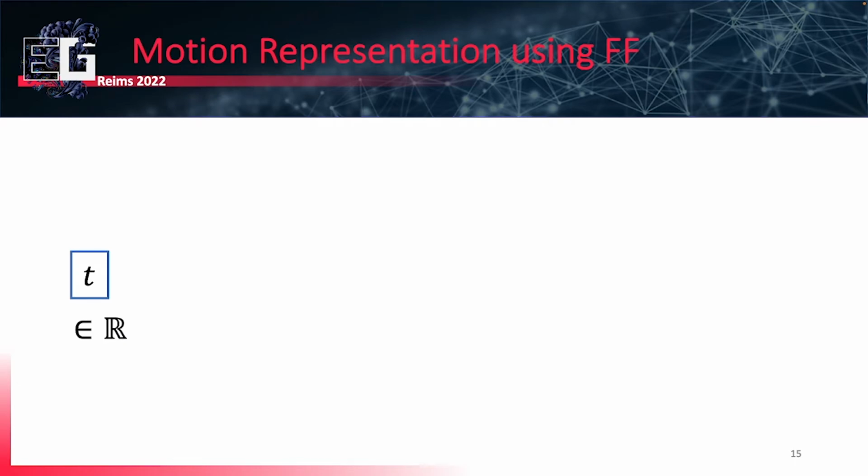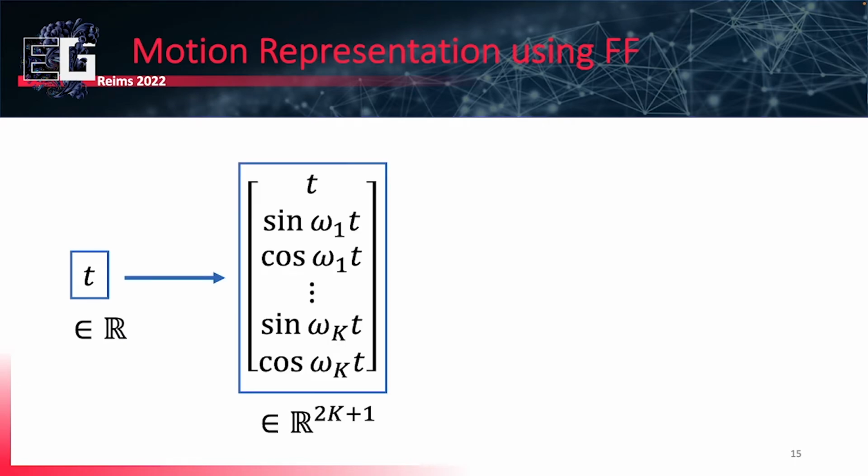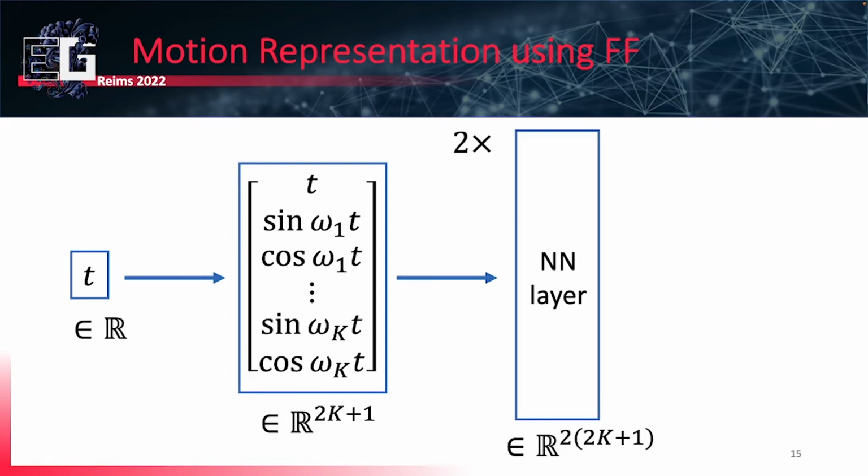Given time t, we first map it to the Fourier feature, which has 2k plus 1 dimensions. We then apply 2 neural net layers, both of which are twice as wide as the Fourier feature. And finally, output the character pose y.